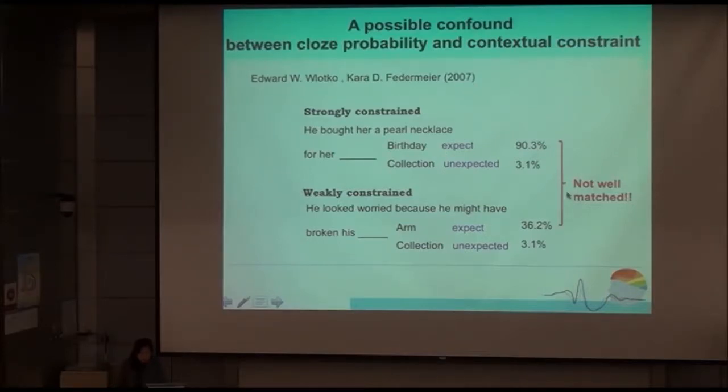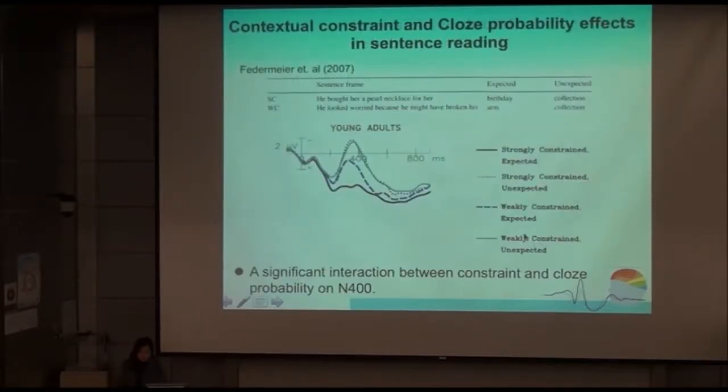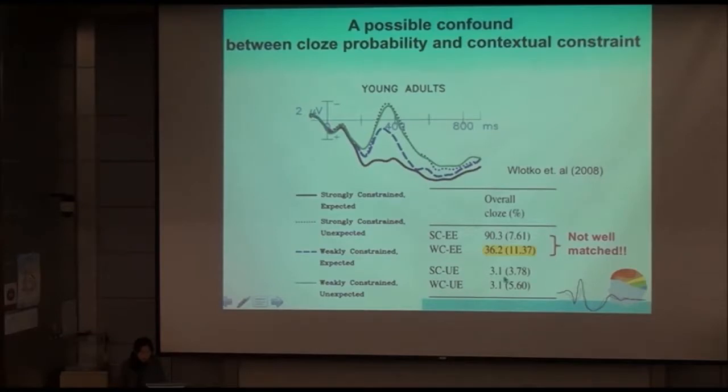But actually, there is a possible confound because it's very difficult to find high cloze words for the weakly constrained sentence. So even though their study shows an interaction between constraint and cloze probability, this data can also be explained by the degree of cloze probability. That means this just reflects the cloze probability. So it's hard to say how the contextual constraint affects the ending word's performance.